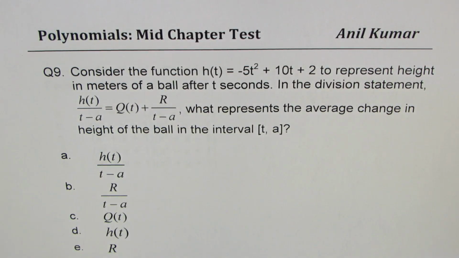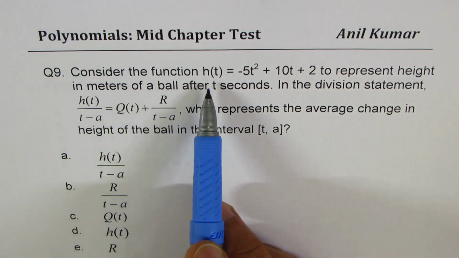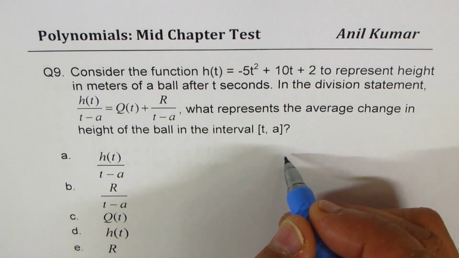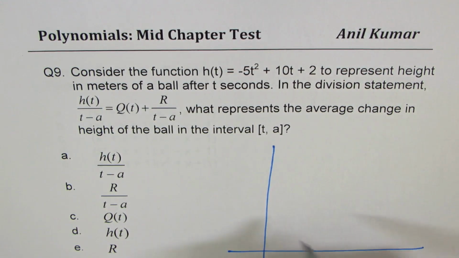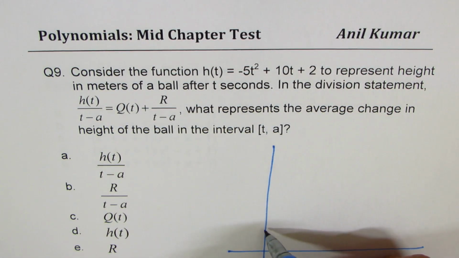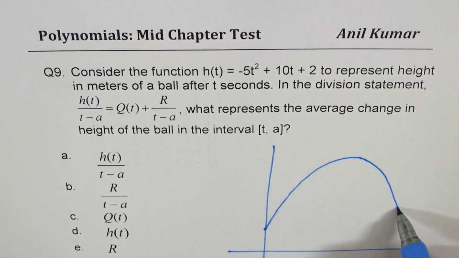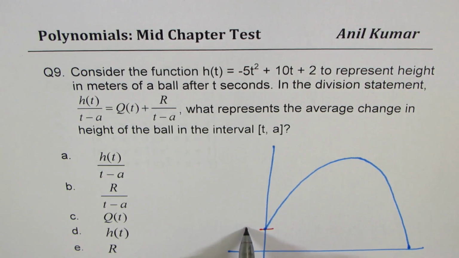Now here is question number 9, which is a good application, and from here we'll move on to the rate of change concept. It's like a bridge between what we have learned in Unit 1, polynomials, and what we are going to learn in Unit 2, rate of change of polynomials. Consider the function h(t), which represents height in meters of a ball. Let me just sketch it for you here. If t is 0, height is 2. So it should be something like this, and somewhere it will definitely drop and hit the ground.